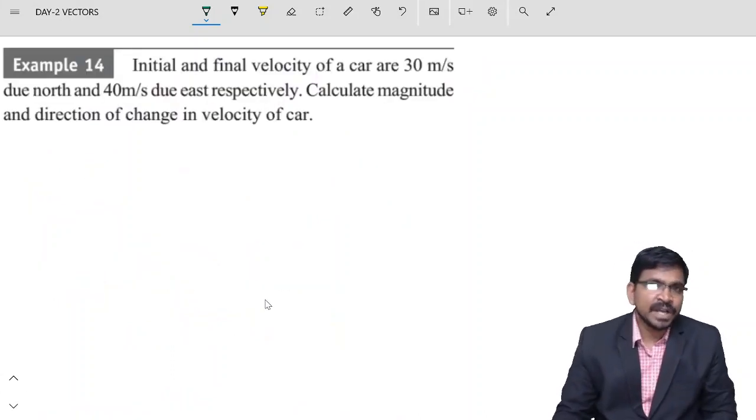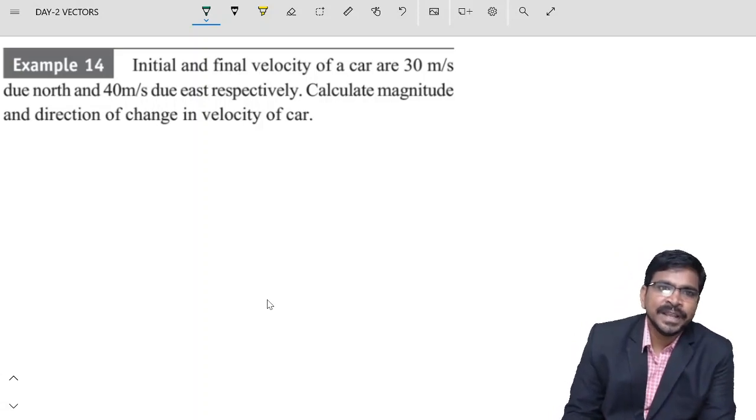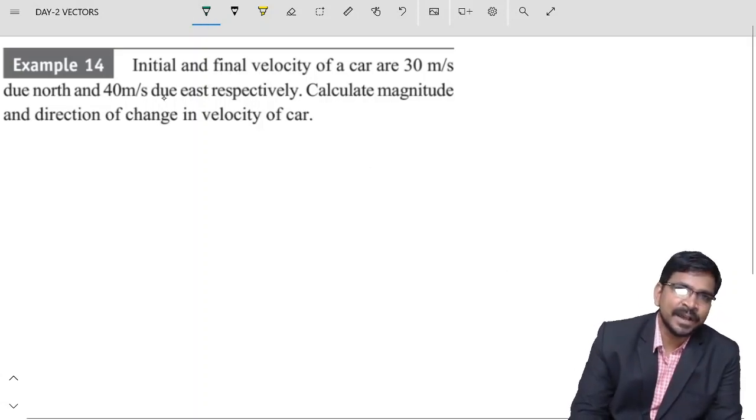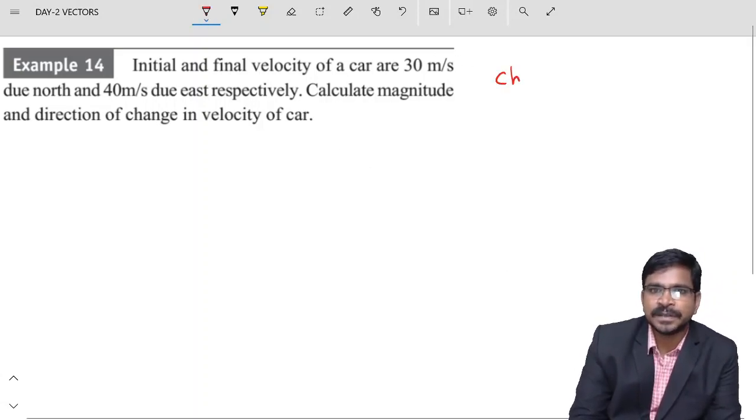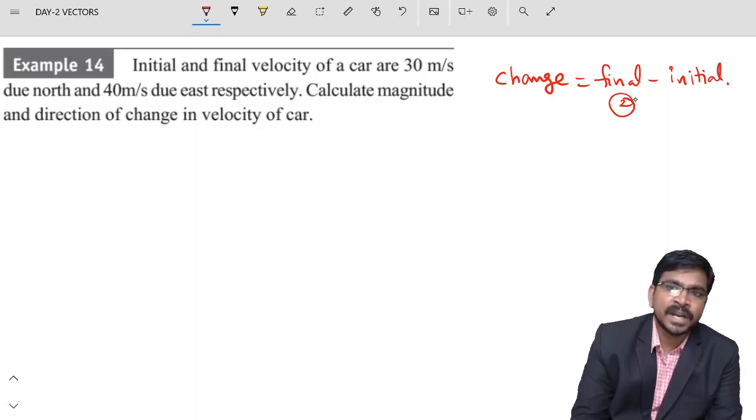Initial and final velocity of a car are 30 meters due north and 40 meters due east. Calculate magnitude and direction of change in velocity. And remember one thing here, change means final minus initial, or second quantity minus first quantity.